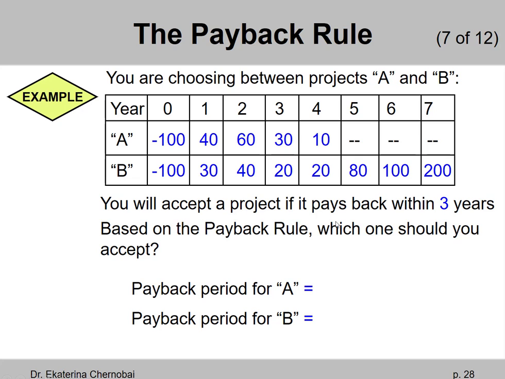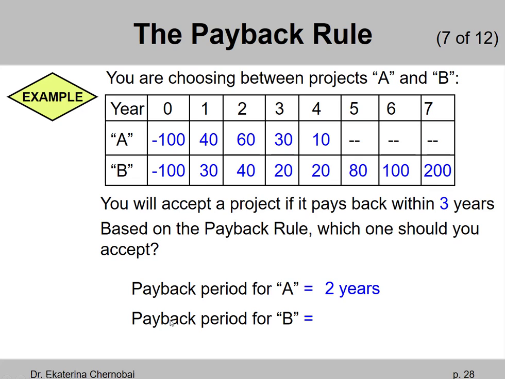Okay, based on the payback rule, which one of these two projects should you accept? What's the payback period for project A? Let's start counting. After the first year, we recover 40. After the second year, we recover another 60, and we are actually going to be exactly at $100 by the end of the second year. So the payback period for A is exactly 2 years, 2 full years.